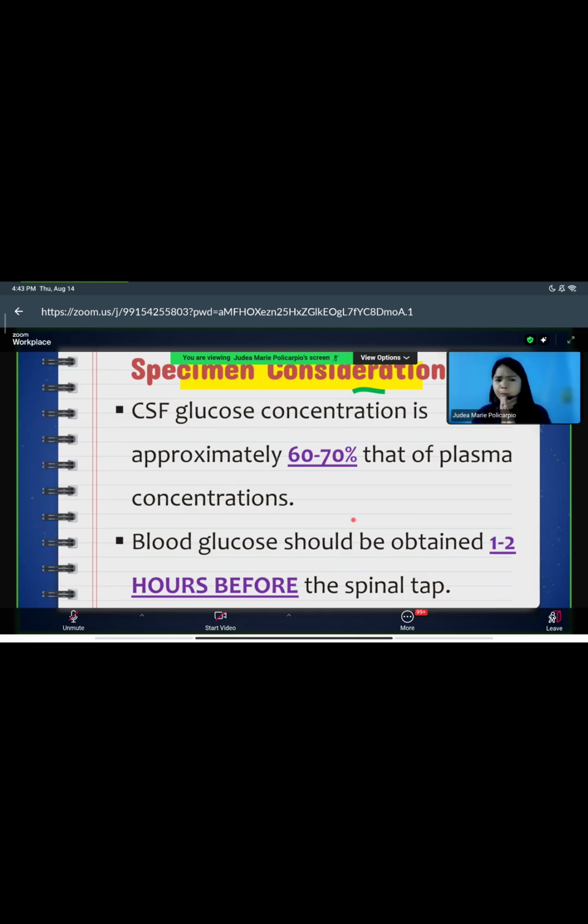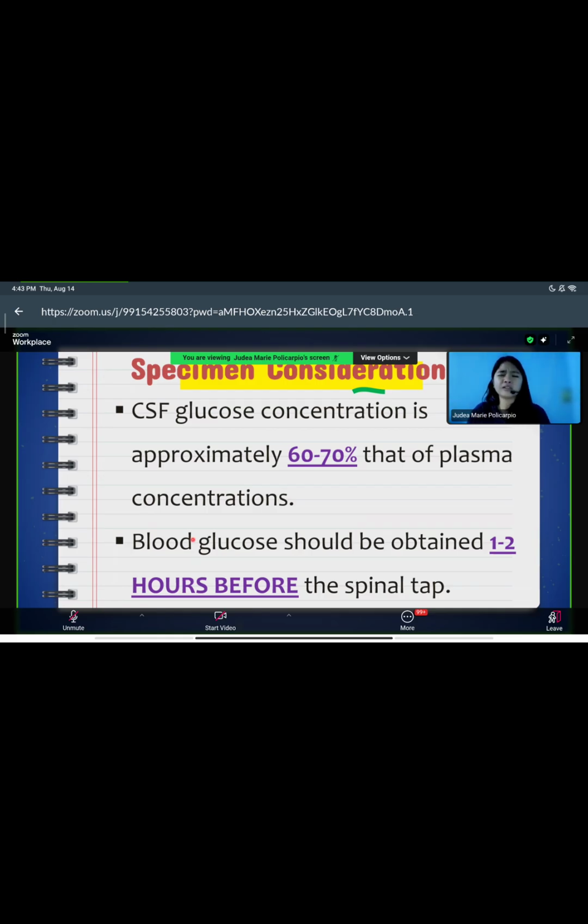Pero bakit mauuna yung glucose sa blood bago mag-collect? Bakit kailangan mauna yung venipuncture bago yung lumbar puncture? Can it be the other way around? Hindi ba pwedeng lumbar puncture muna, ma'am, tapos maghintay ako ng 1 to 2 hours bago yung venipuncture? Bakit kailangan mauna si venipuncture? Well, simply lang naman ang reason, you just have to break it to the patient gently.